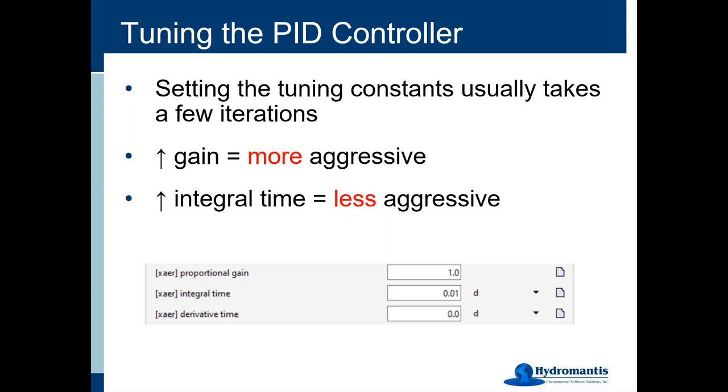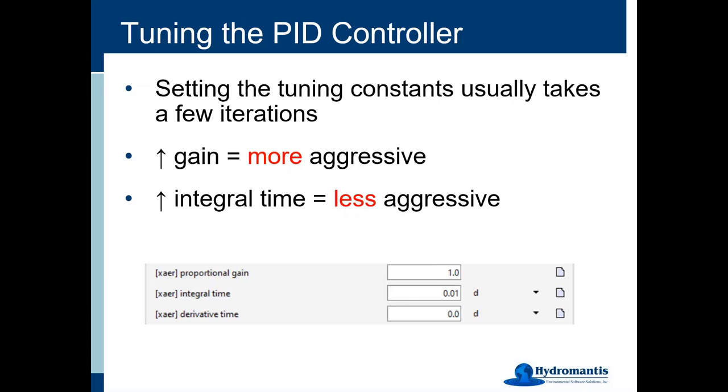So the key things to keep in mind when I'm starting to put together my controller and I'm going to run it is that if I have to tune that PID control loop, increasing the gain will make my controller more aggressive. So it's just like volume. You turn it up, you're just going to get more signal. The integral time is the opposite of that. If I increase the integral time, that will make my controller less aggressive.